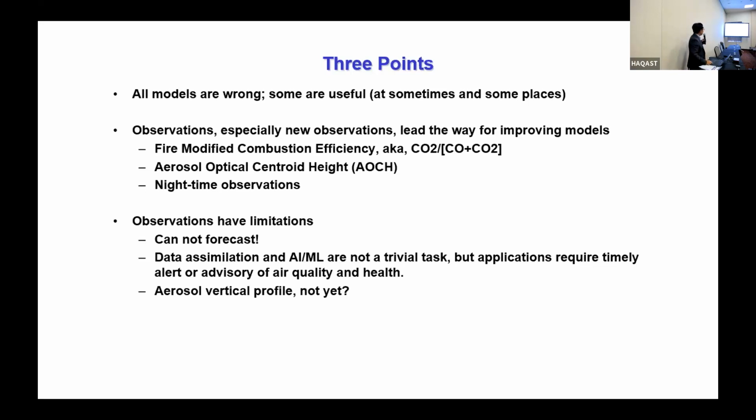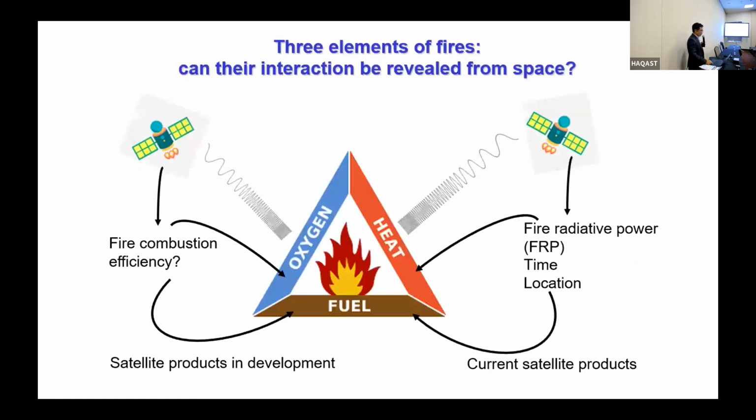Okay. So I'm going to talk a little bit more about another new data set, which I kind of alluded to, called the fire combustion efficiency. One of the things is that in order for fire to happen, there need to be 3 elements: oxygen, heat, and fuel. Without oxygen, fire will not occur.